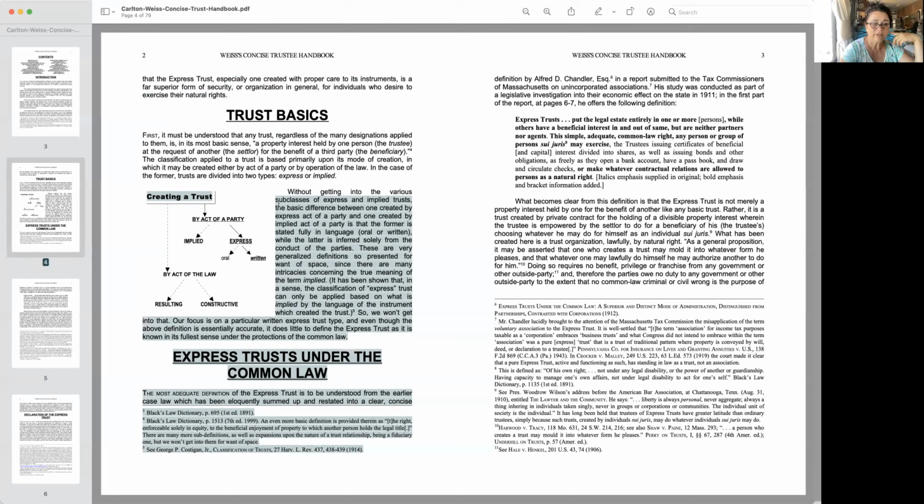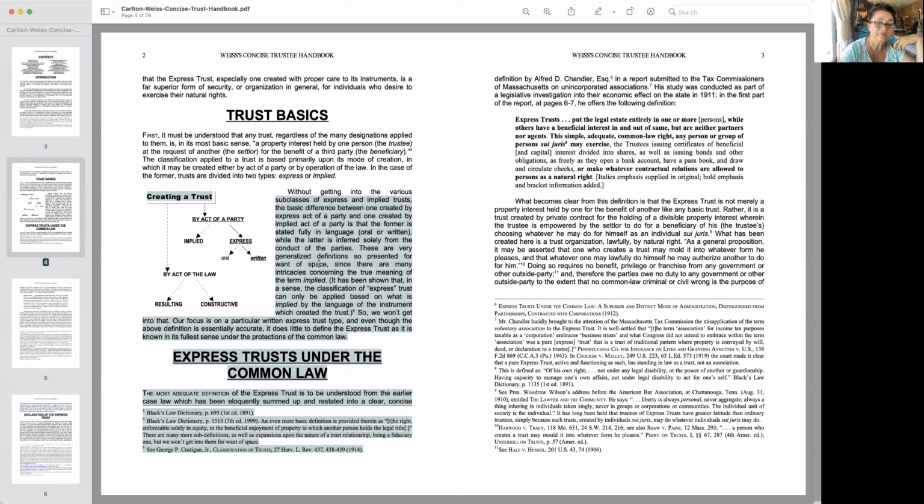So without getting into the various subclasses of express and implied trust, the basic difference between one created by express act of a party and one created by implied act of a party is that the former is stated fully in language, oral or written, while the latter is inferred solely from the conduct of the parties. So the way they act, interesting.